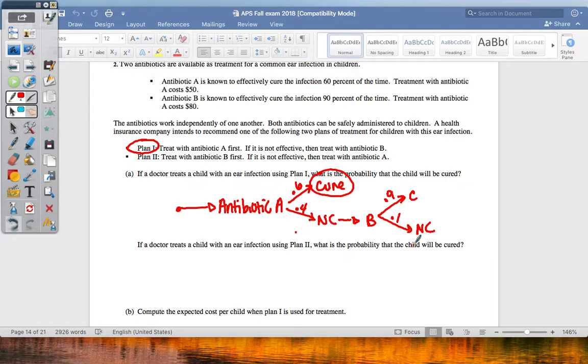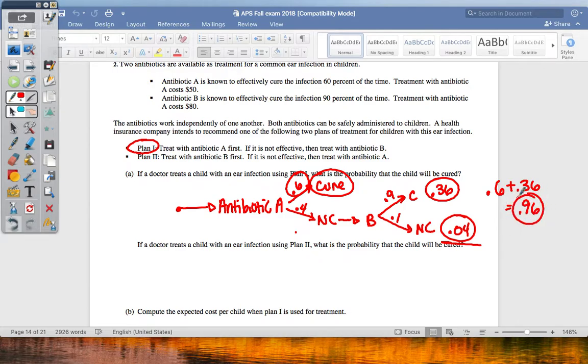So when I look at this, notice there's 2, so 0.4 times 0.9 is 0.36 overall, where 0.4 times 0.1 is 0.04 overall. When I add 0.36 plus 0.04 plus 0.6 together, I should get a total of 1. So the question is what is the probability that the child will be cured? Well, the probability that it would not be cured is 0.04. So it's really 0.6 plus 0.36, which is equal to 0.96.